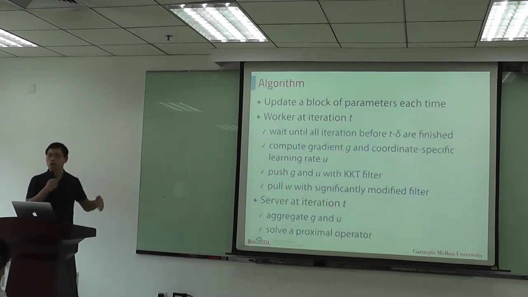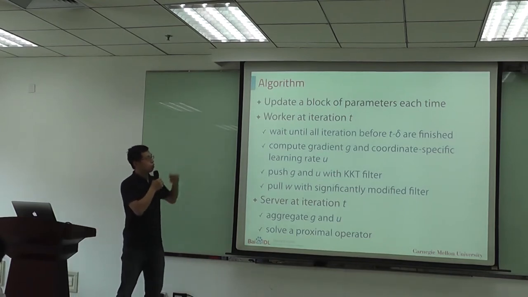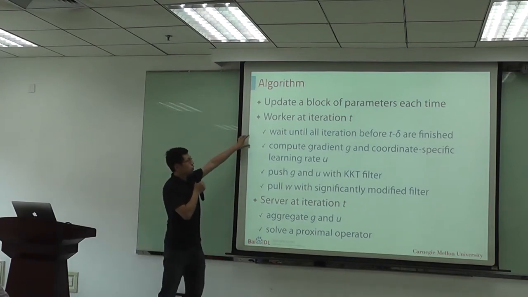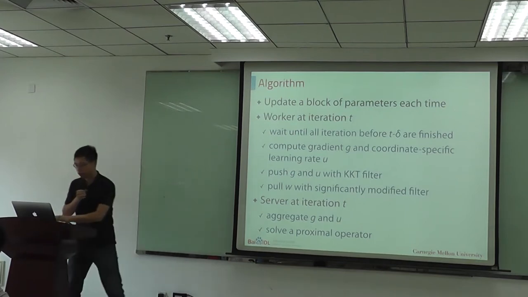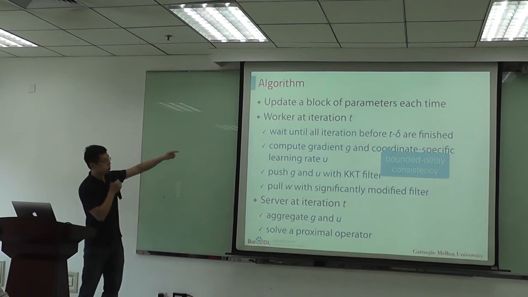So here's the algorithm. Each time we update the block of parameters, for worker t, we wait for the updates before t minus delta to be finished. So this is a boundary of the consistency.